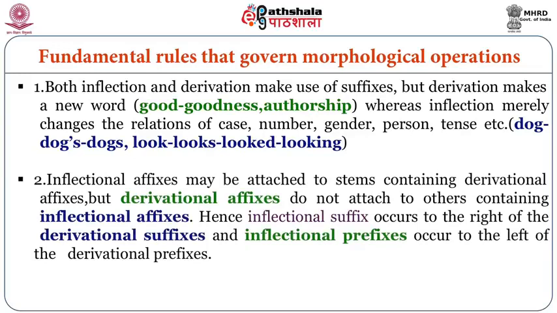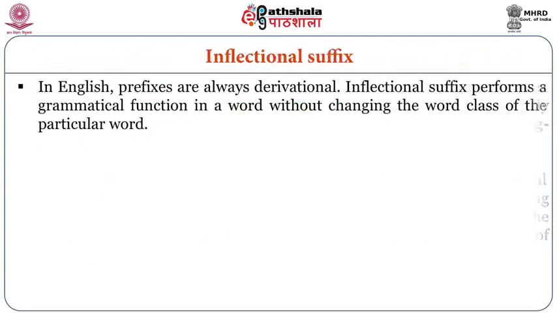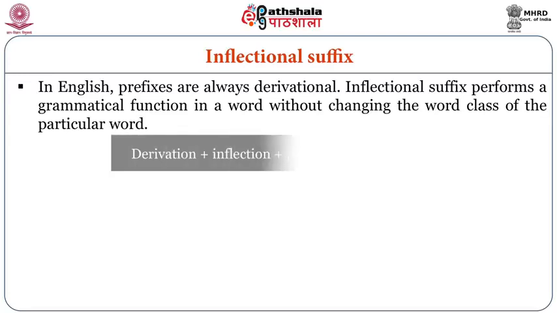Inflectional affixes may be attached to stems containing derivational affixes, but derivational affixes do not attach to others containing inflectional affixes. Hence, inflection suffix occurs to the right of the derivational suffixes and inflectional prefixes occur to the left of the derivational prefixes. In English, prefixes are always derivational. Inflectional suffix performs a grammatical function in a word without changing the word class of the particular word.